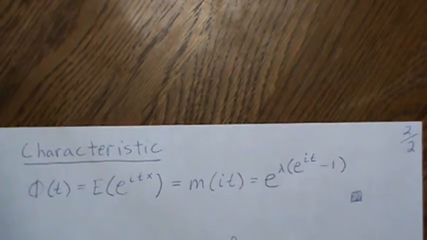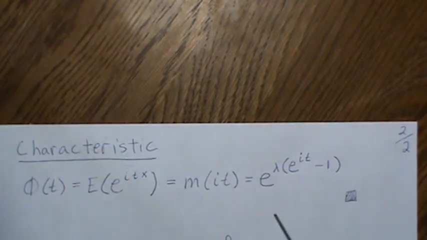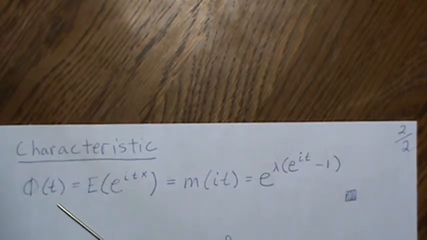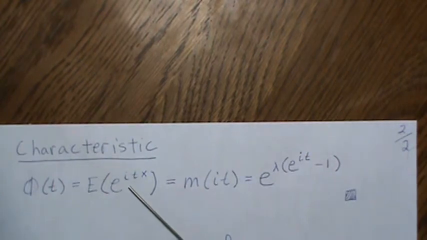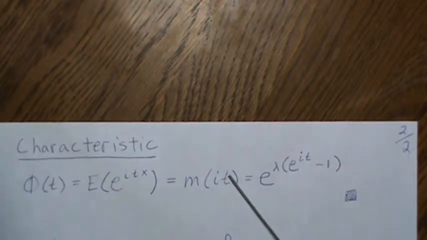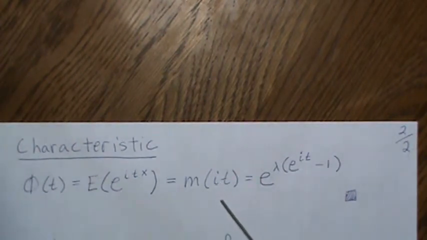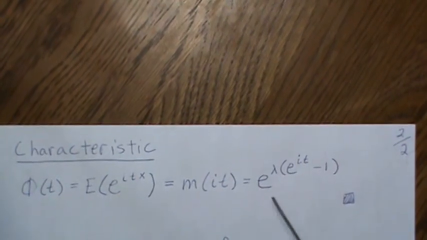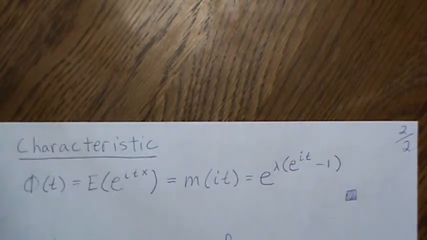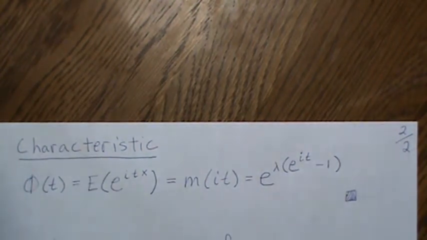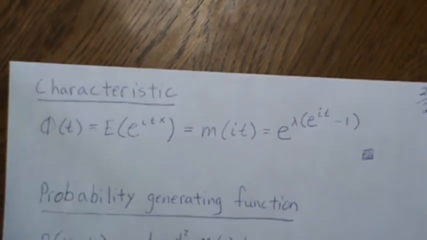The characteristic function becomes easy after you find the moment generating function. So phi of t is the expected value of e to the itx, which is the moment generating function evaluated at it. So you plug in it wherever there was a t, which was here, and that is the characteristic function. Now we can find the moments from that too, taking derivatives and evaluating at 0.